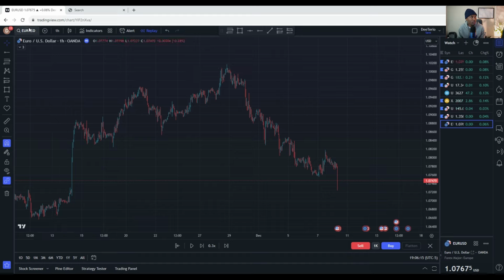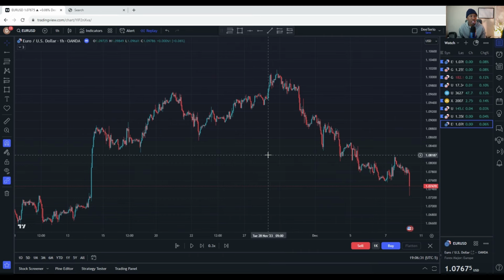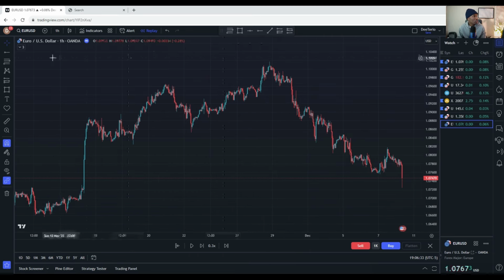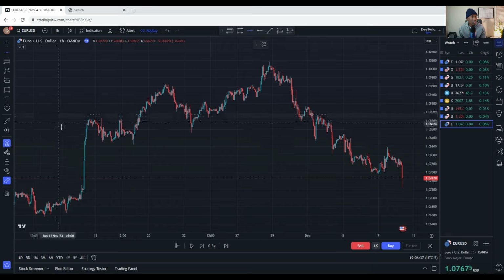You know how to use TradingView. We're in Euro USD. We're in the hour time frame. You want to set your support and resistance in the higher time frames, and you just want to set it where a point hits multiple times, more than 2-3 times. Let's go over here and get our horizontal line, and just right off the bat, I see one right here.